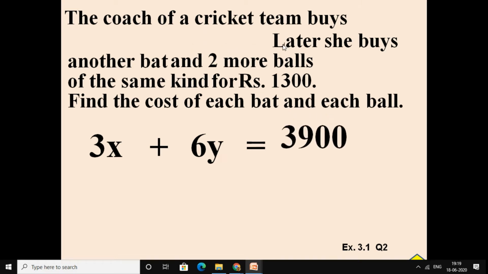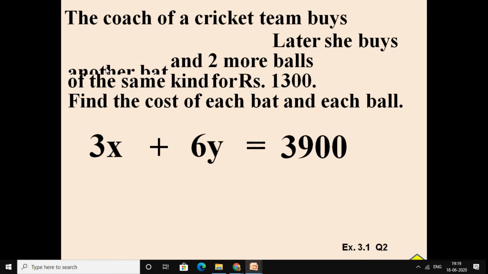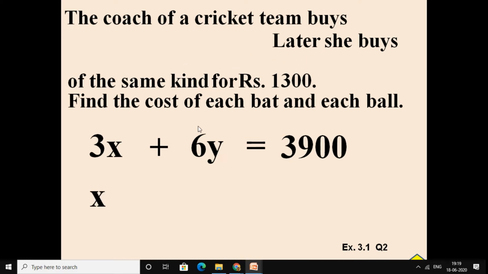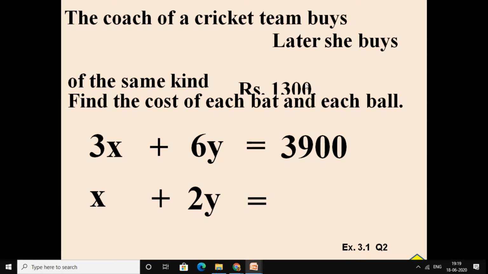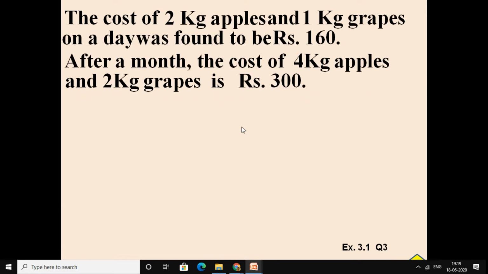Then there is a second situation that arises when she buys another bat. Now another here means just one bat, which means the cost is only X, plus two more balls, which means 2Y, and the total cost here being 1300. So we can solve these two equations and find out whether we get a unique solution, or infinite solutions, or no solution to this particular question. Let's look at another example.